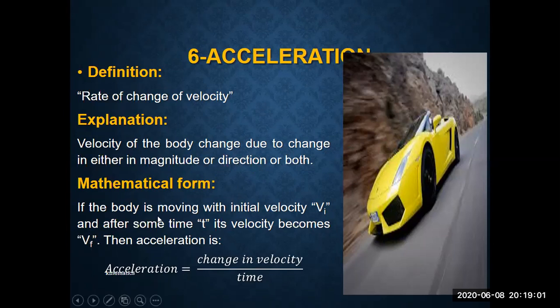What's the mathematical form? If a body is moving with initial velocity vi and after time interval t, its velocity becomes vf, then the acceleration is calculated by using this formula. It is change in velocity divided by time. How is the change in velocity calculated? If the velocity of a body starts from 0 meter per second, at rest, and after some time, its velocity becomes 20 meter per second, so its velocity has changed from 0 to 20.